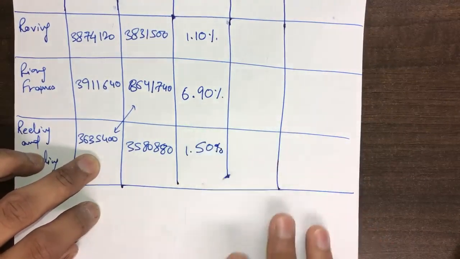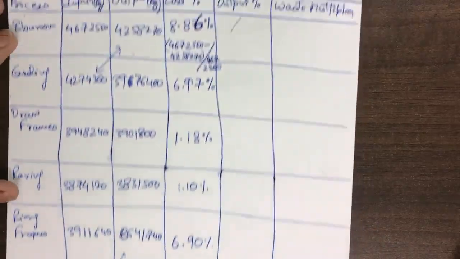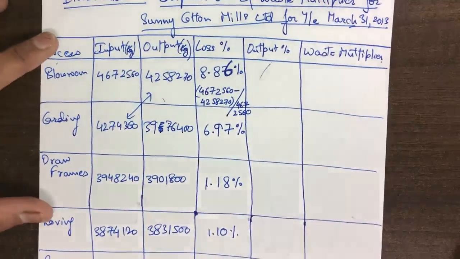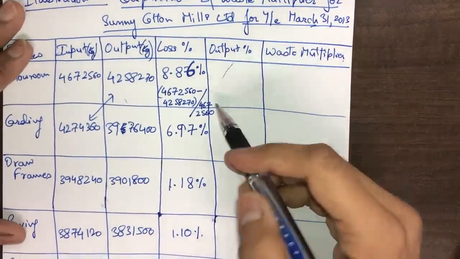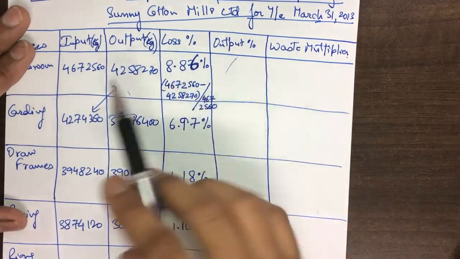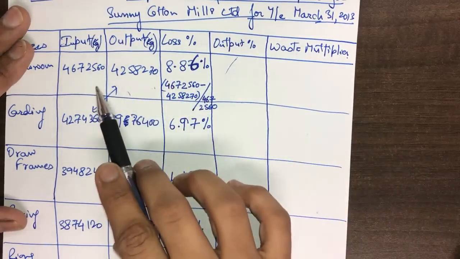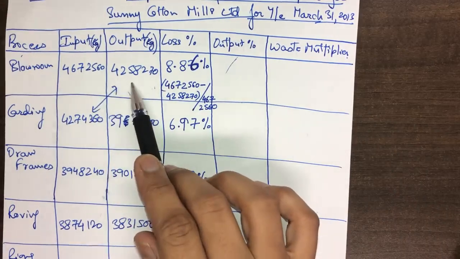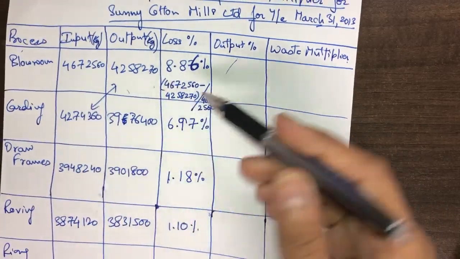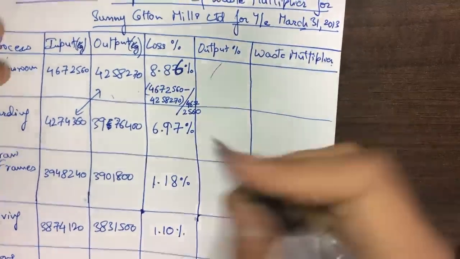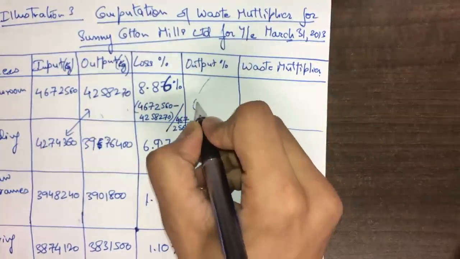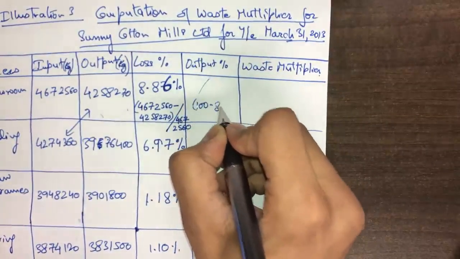So guys, this is the loss percentage which we have computed for all the processes involved in this yarn manufacturing company. The loss percentages are computed by subtracting the output from input and then dividing the resultant differential with the input. This will give you a loss percentage. Now we have to compute the output. How will the output be computed?